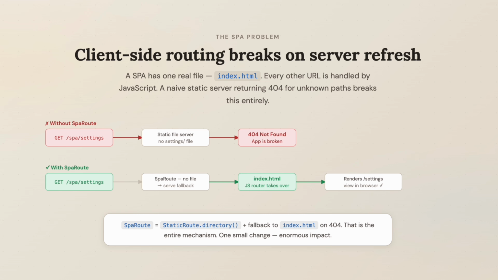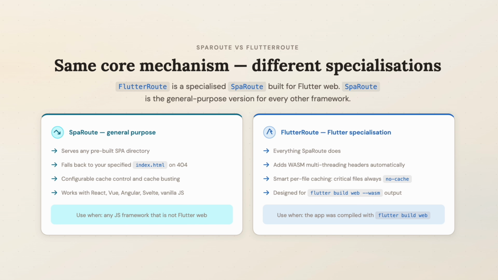So when a user directly loads localhost port 8082 /spa/settings in the browser or hits refresh on that page, the browser asks your server for the file at the path /spa/settings. Since that file does not exist, a naive static file server would return a 404. But what you actually want is to return index.html and let the JavaScript router take over. This is the SPA problem, and SpaRoute solves it.